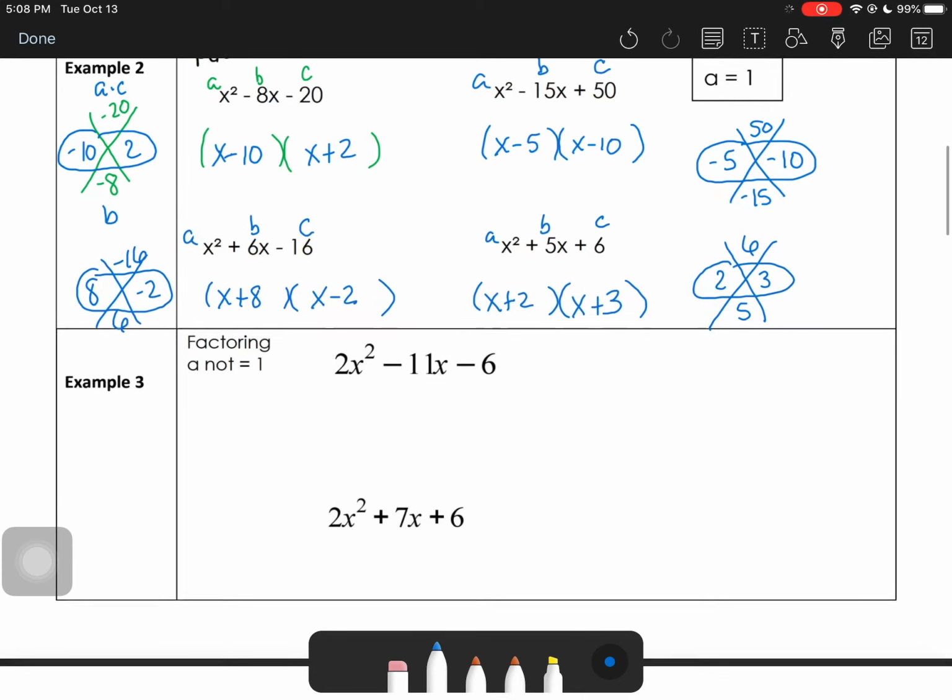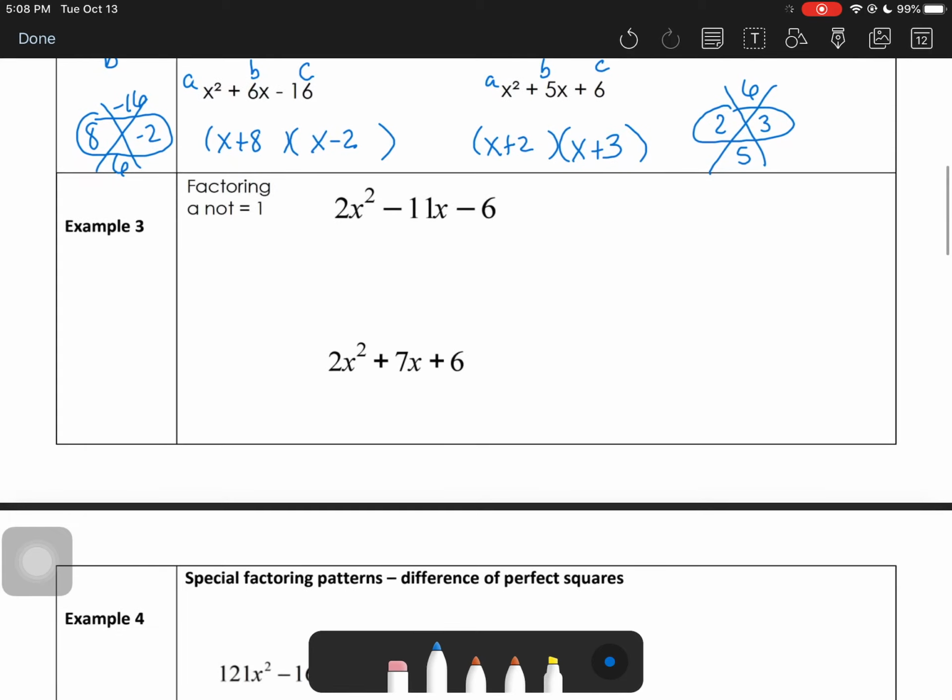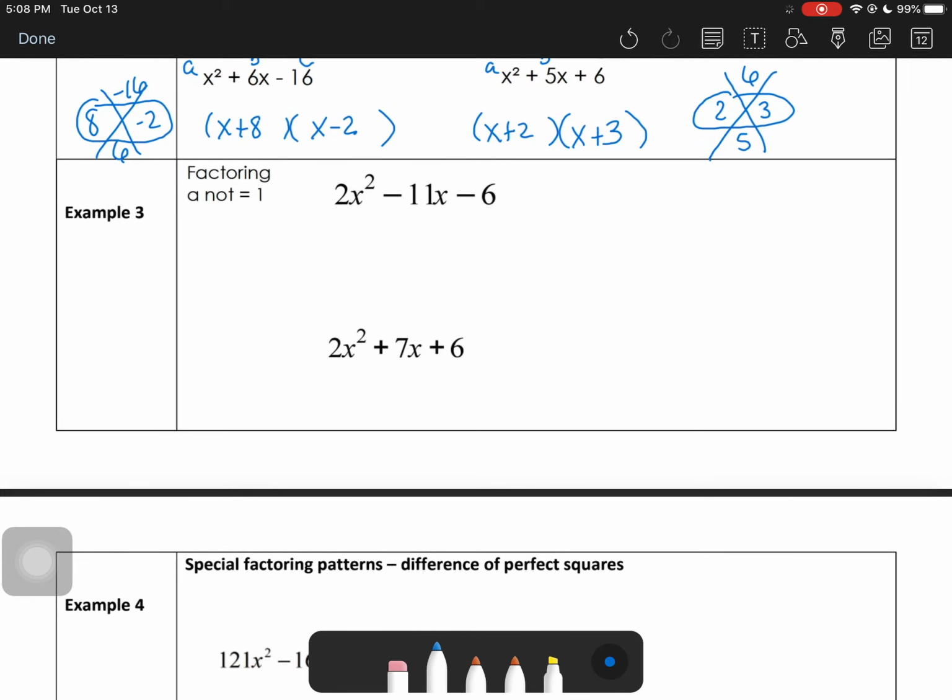But what happens if our a value is not 1? Well, we can do the exact same thing, we just have to add a step. So the first thing we're going to do is make our x, and we know that we need to do a times c. So a is 2, b is negative 11, and c is negative 6. So we have negative 12, and then the b value is negative 11. So what two numbers multiply to be negative 12, but add up to be negative 11? So that would be negative 12 and 1.